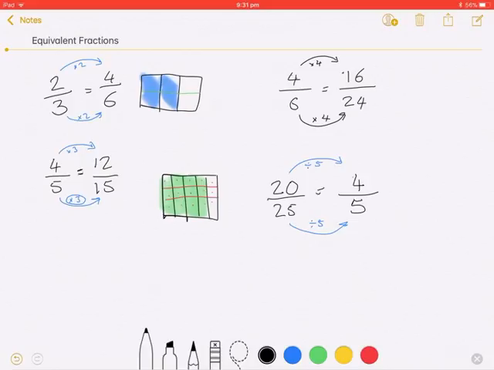So it's the same either way, just as long as whatever you do to the top, you do to the bottom. Whatever you do to the bottom, you do to the top. As long as it's multiplication, it's not addition. It's multiplication and division, not addition and subtraction. Multiplication and division.